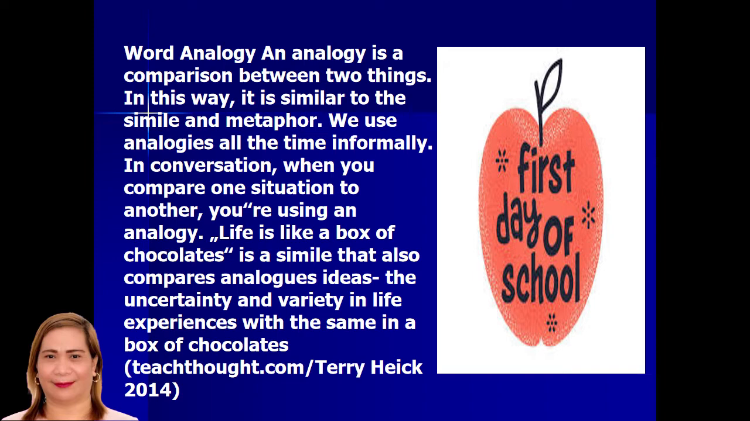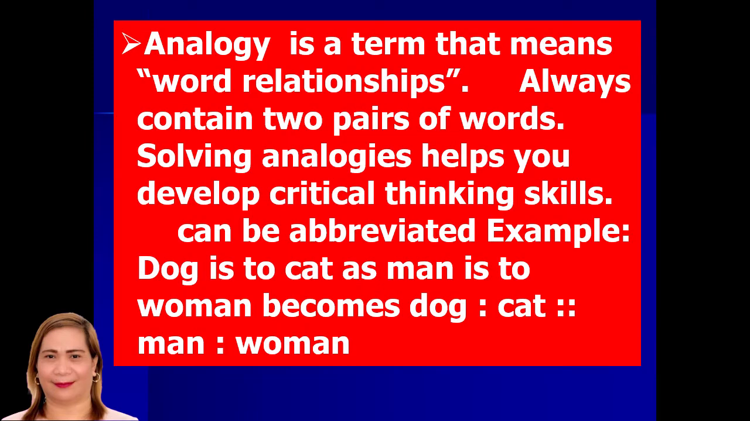From the given example, life is like a box of chocolates. That is a sentence, that is a simile that uses comparison between two ideas. The uncertainty and variety in life experiences were the same in the box of chocolates. Now, word analogy is also a term that means word relationships.